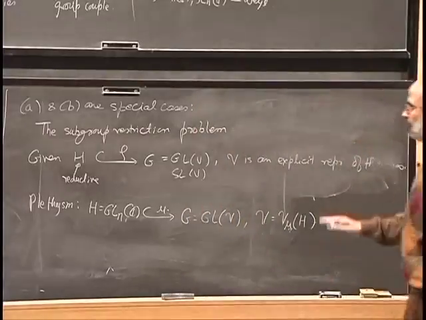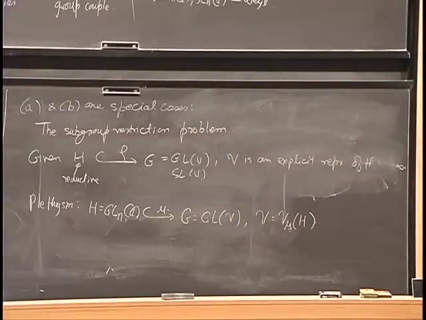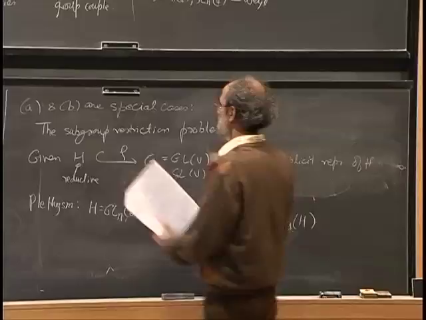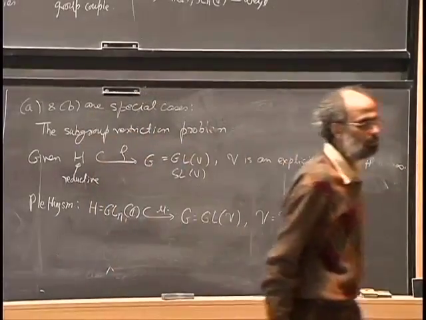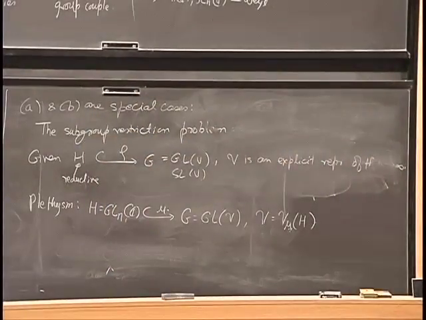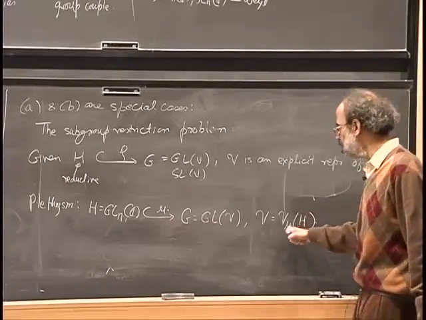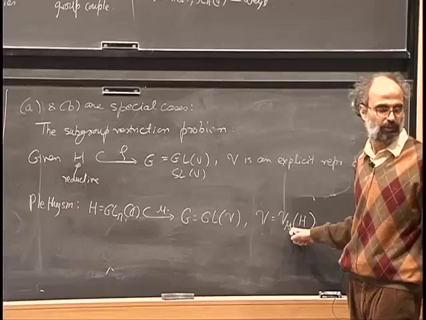So we are given this subgroup restriction problem. What does n have to do with V? No, V is any irreducible representation of GL_n(C).